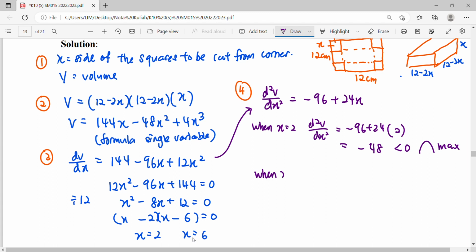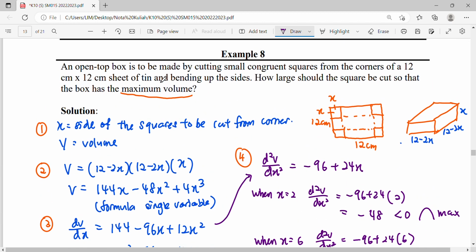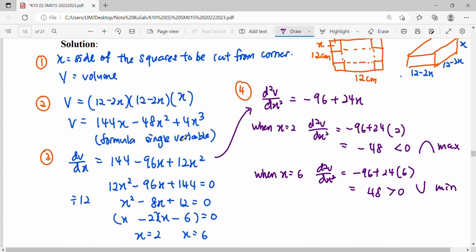Another, when x equals 6, substitute into our second derivative. So it gives you positive. So positive, concave upward, this is minimum. So what we want here is maximum volume. So we managed to verify the critical number which gives the maximum situation, which is x equals 2. So this is the result, maximum. So we can take x equals 2 to maximize everything.